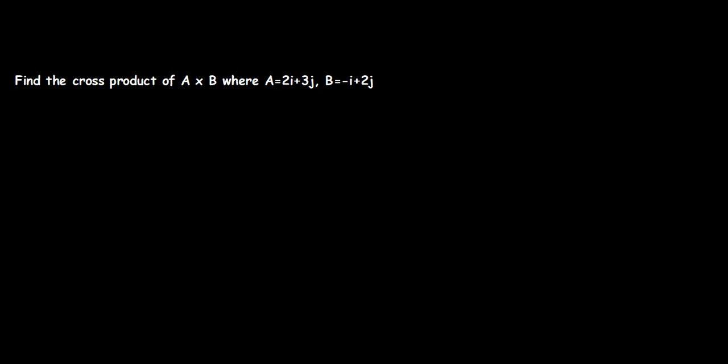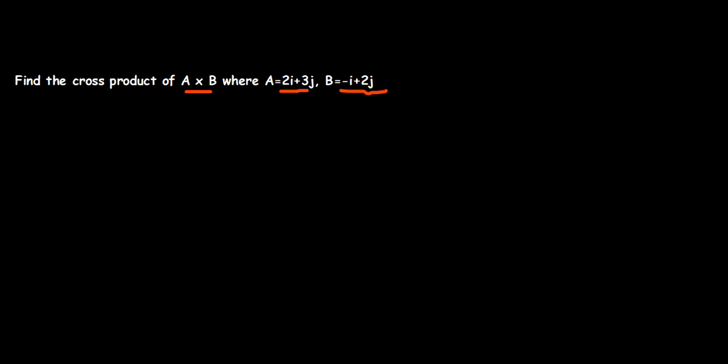All right, so let's look at this question here. They're saying find the cross product of A and B, where the vector A is 2i plus 3j, and the vector B is minus i plus 2j. So this is what we've been given. How are we going to find the cross product of A and B there?